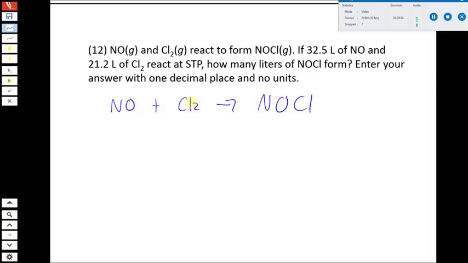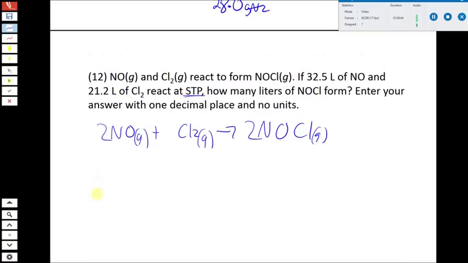So we have Cl2, so we're going to have 2 over there, 2 NOs, so we put 2 over there. All right, and all these are gases. So that's going to be important for this question. We're taking 32.5 liters of NO and 21.2 liters of Cl2. We're reacting them at STP.